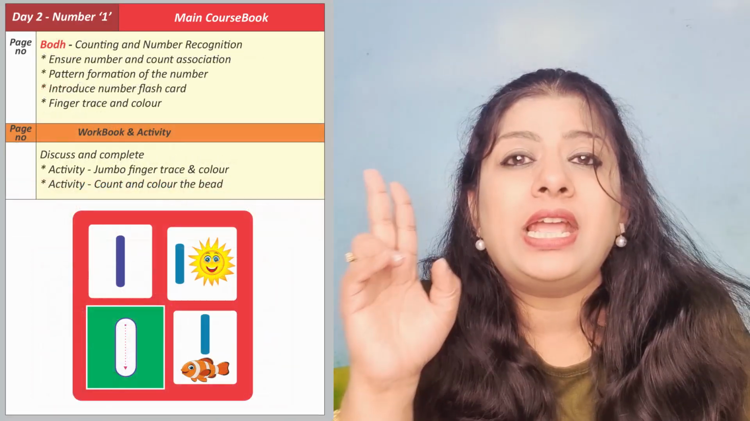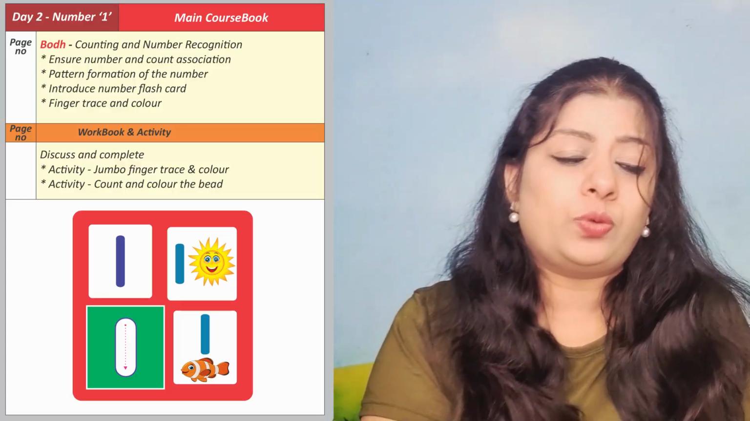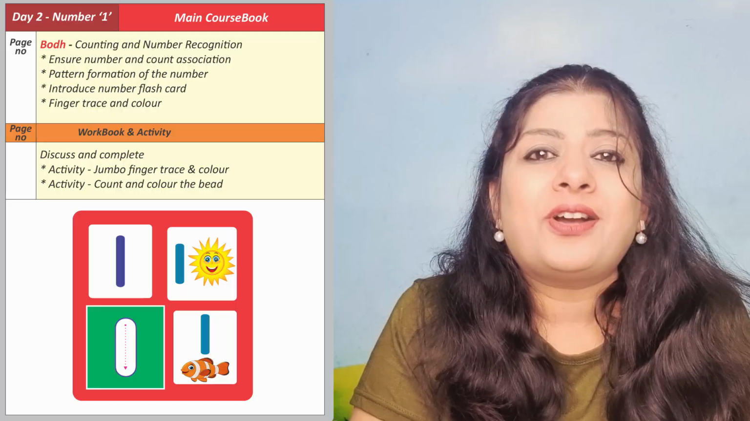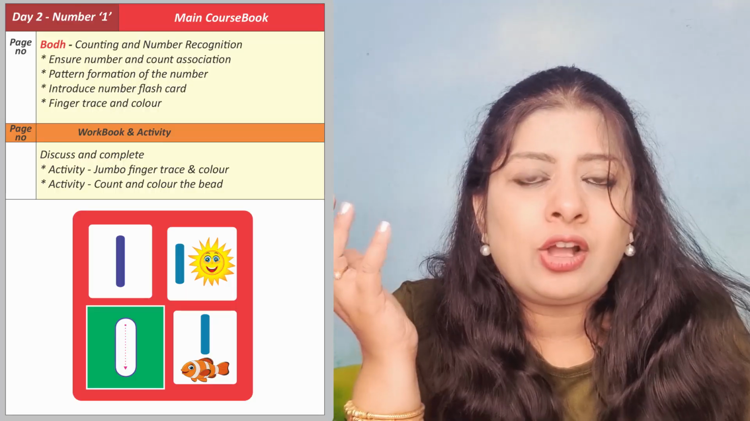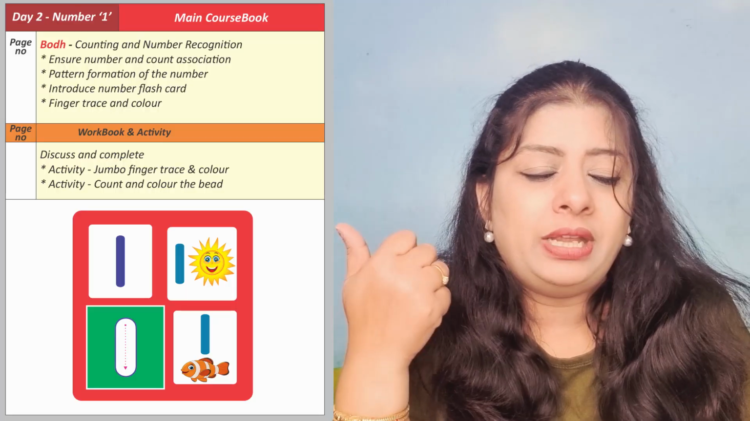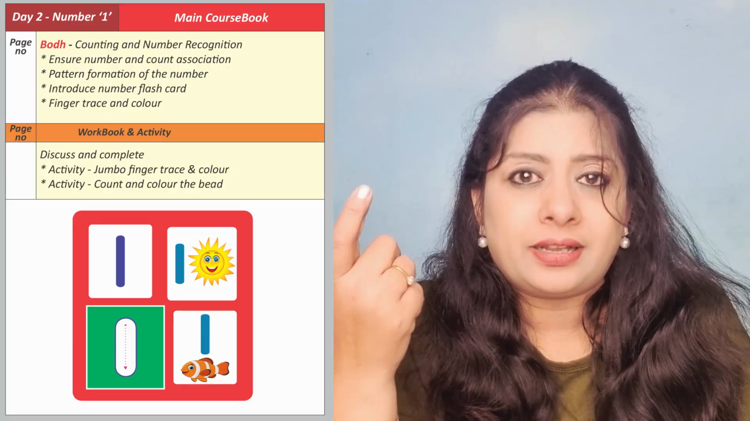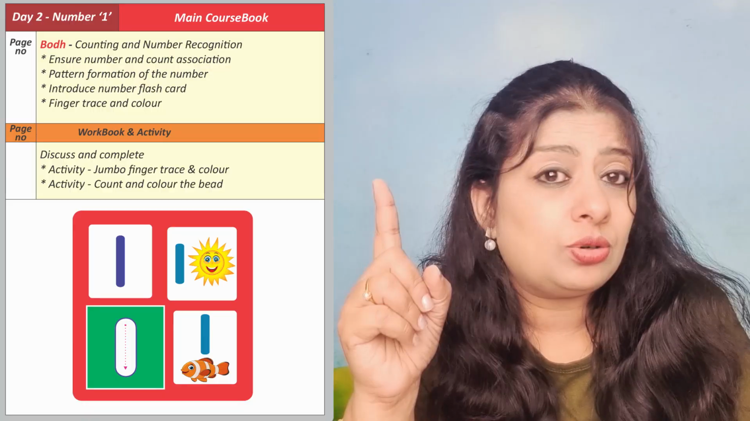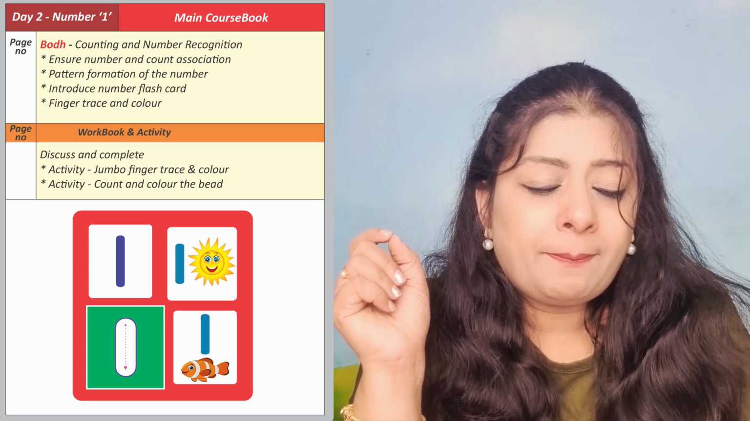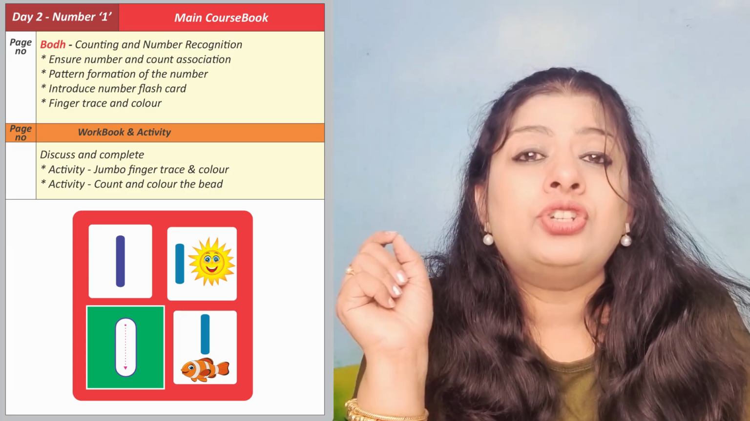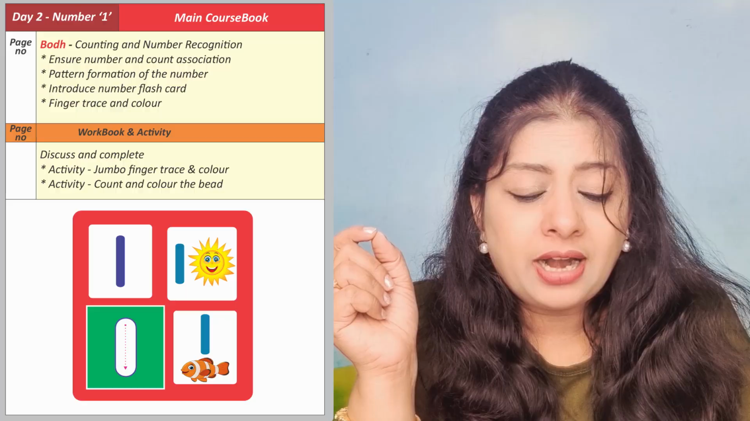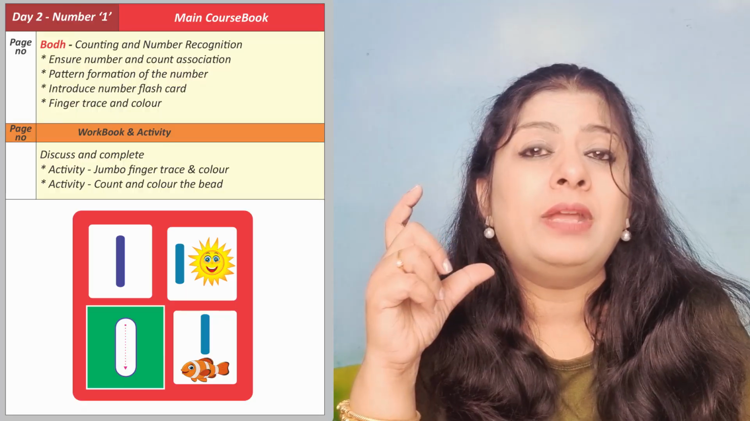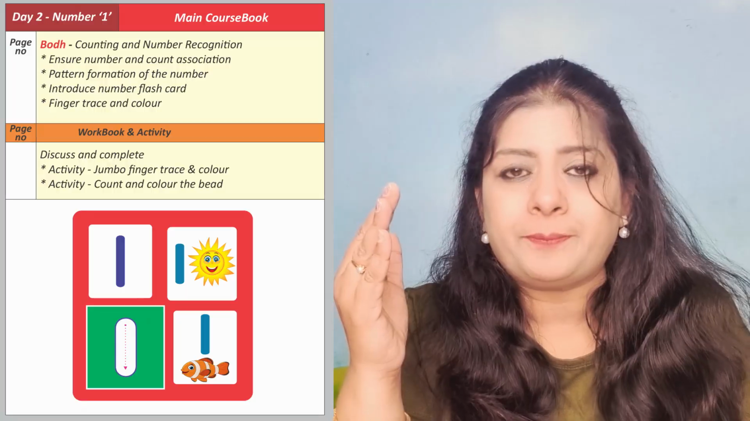And now day number 2. Let's see what we are doing. We will move into Bodh, that is the conceptual understanding of the number and the count, and we are doing counting and number recognition. We are going with counting and number association. As I told you, it's very important. Then the pattern formation of the number, introducing the number on the flashcard, and finally finger tracing the number in big boxes or jumbo tracing.